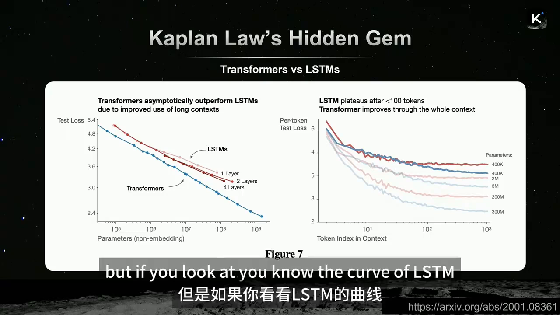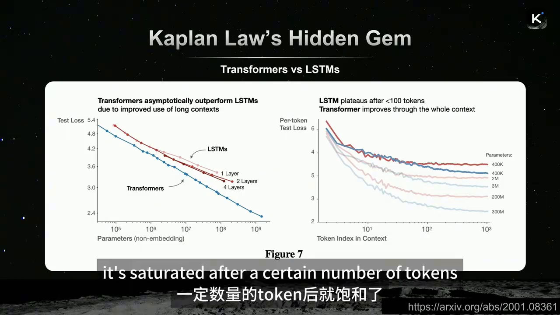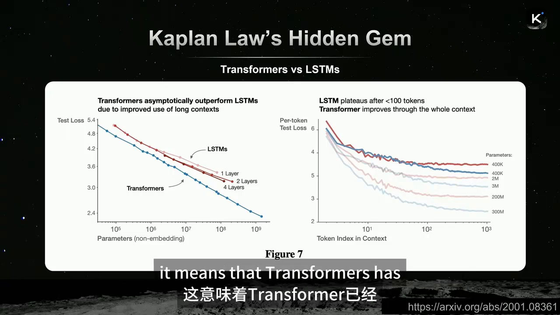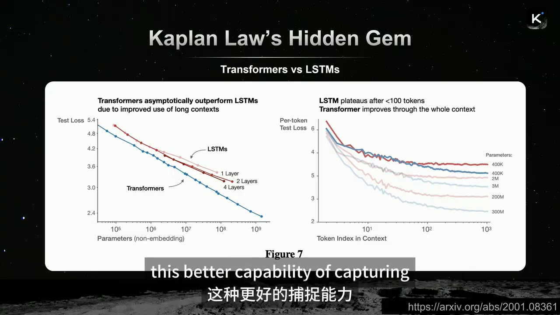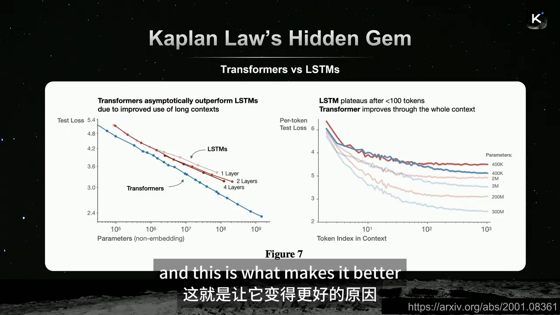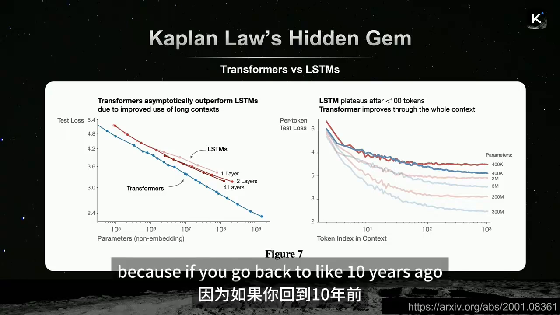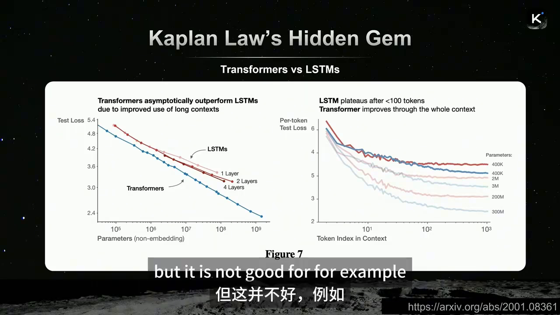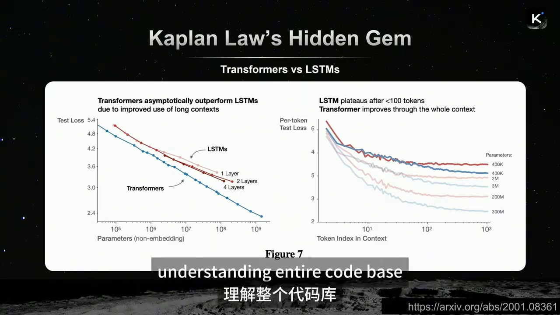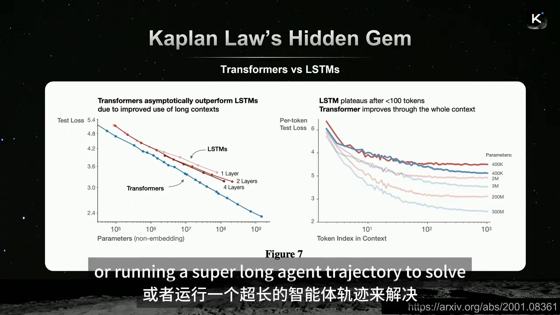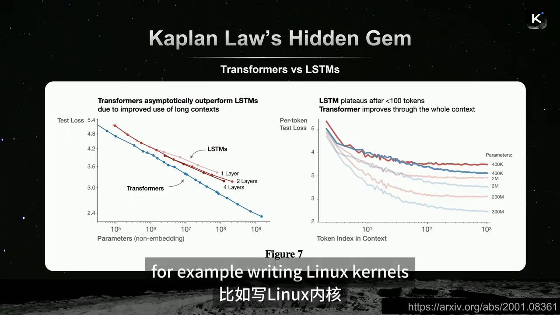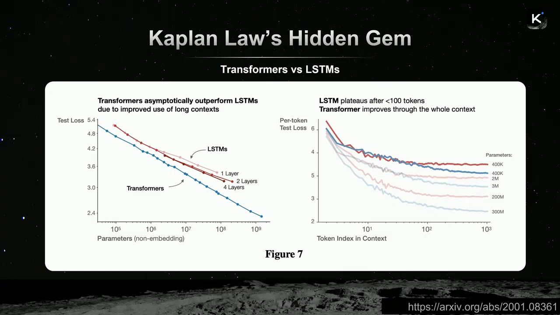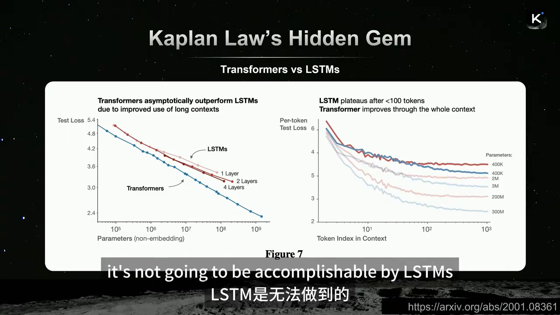But if you look at the curve of LSTM, it just saturates after a certain number of tokens. It means that transformers have this better capability of capturing longer context, and this is what makes them better. Because if we go back to 10 years ago, people used LSTM for tasks like machine translation, but it is not good for, for example, understanding an entire code base or running a super long agent trajectory to solve, for example, writing Linux kernels from scratch. It's not going to be accomplishable by LSTMs.